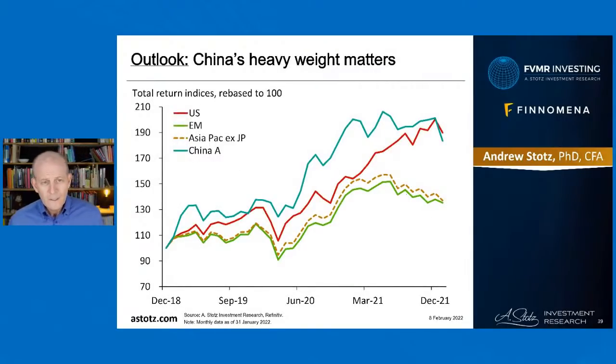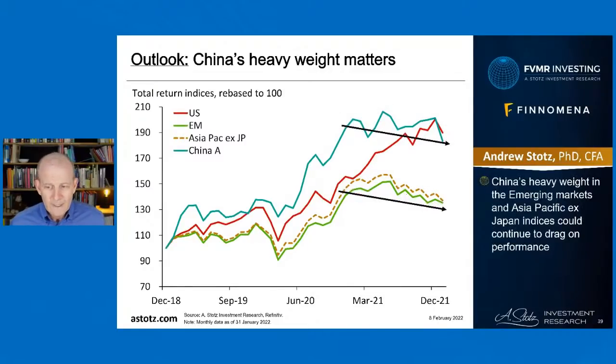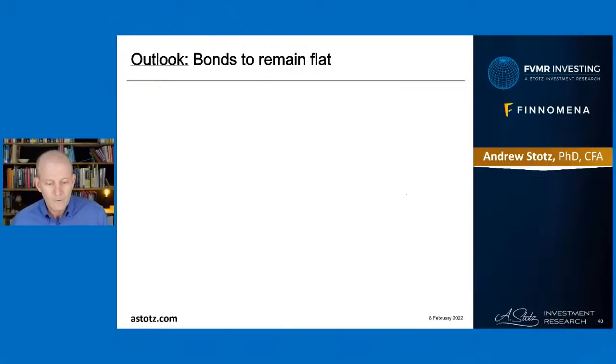So China looks heavy, and the weighting of China matters. Here we can see China A shares. Basically, China's heavyweight in the emerging markets and Asia Pacific ex-Japan indices is dragging down performance. And if China were to come down further, it would continue to drag that performance.